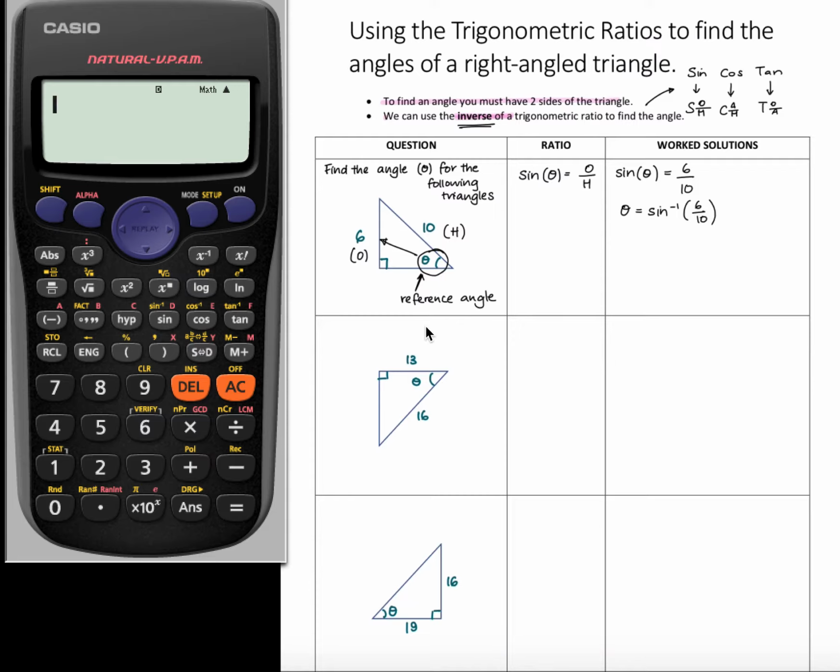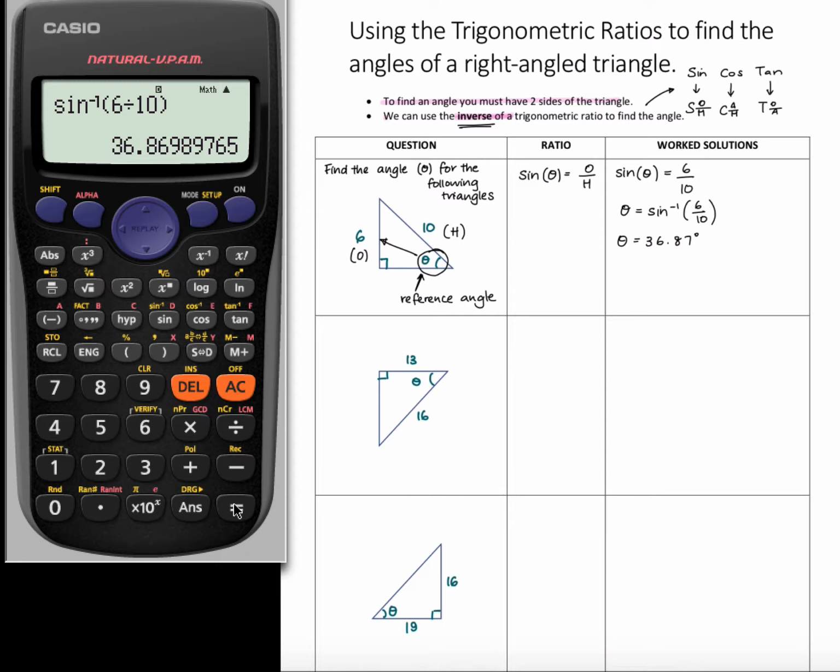Having a quick look at the scientific calculator on the screen, all I have to do now is select shift. If you press the sine button, what actually happens is it'll understand that the command you've asked it to do is the inverse of sine. It's not going to do that if you just press the sine button. You do need to press shift first. Then I'm going to enter 6 divided by 10, and that's going to give me a reference angle of 36.87 degrees.